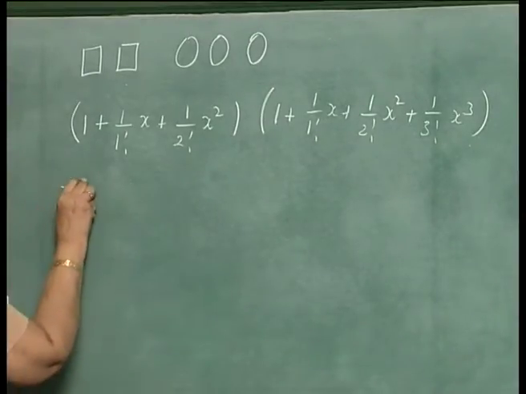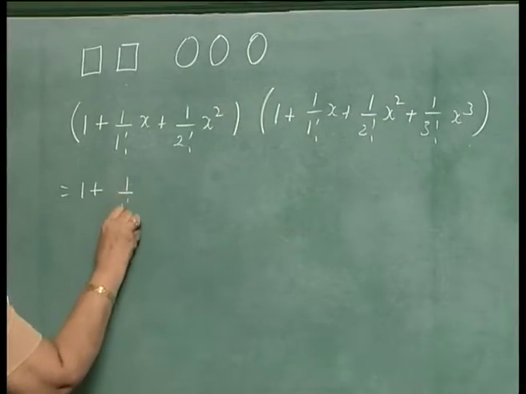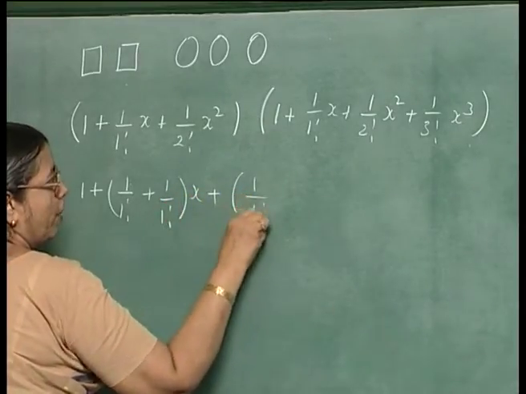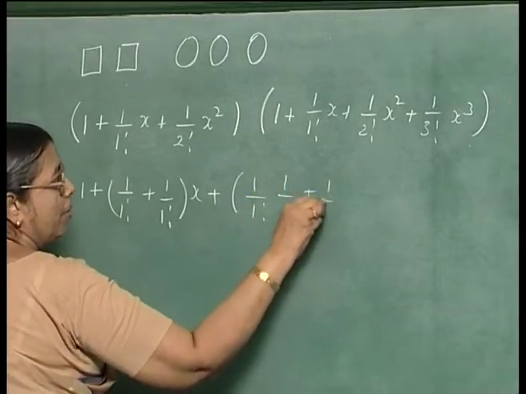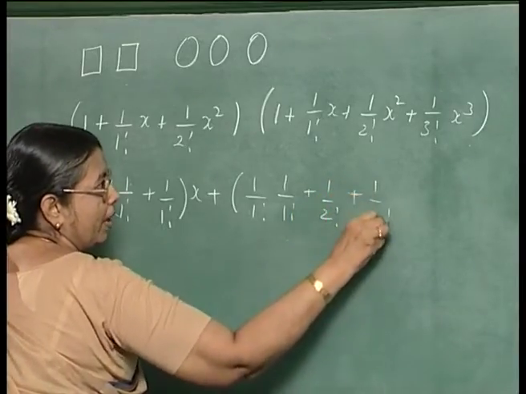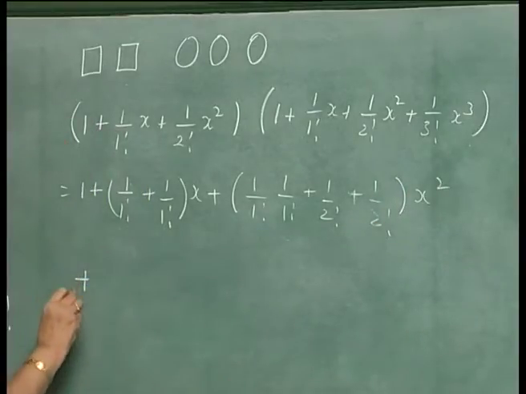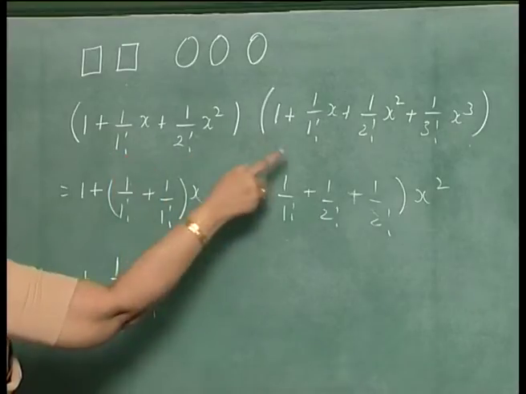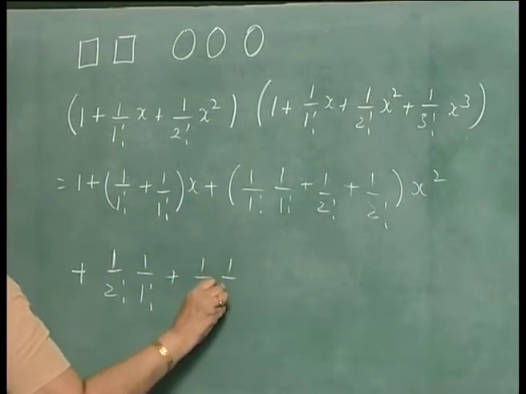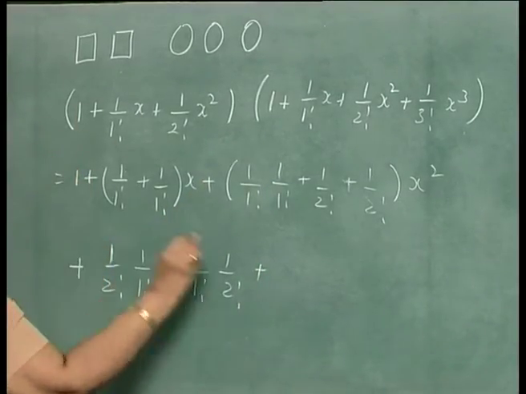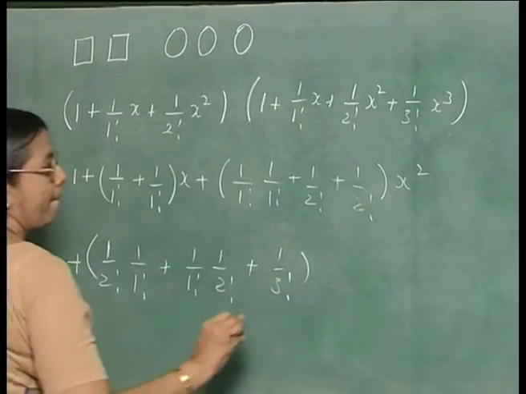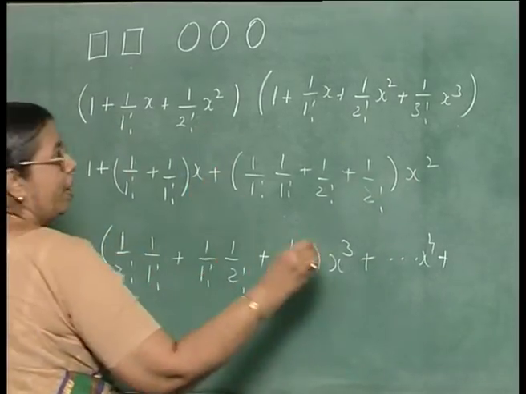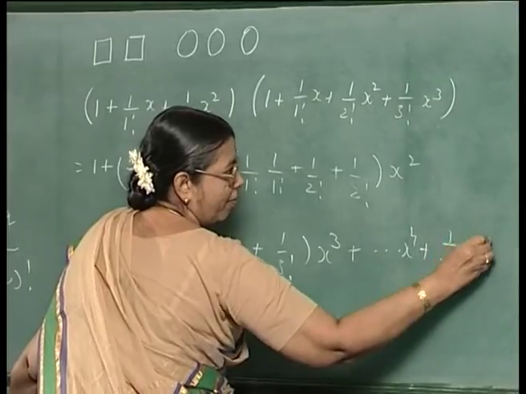Now, multiply this. You will get 1 plus, what is the coefficient of x? 1/1! + 1/1!, times x, plus (1/1!)(1/1!) + 1/2! + 1/2!, times x^2, plus, what is the coefficient of x^3? (1/2!)(1/1!) + (1/1!)(1/2!) + 1/3!, times x^3, and so on, plus the powers of x^4 and x^5, where the x^5 term is (1/(2! 3!)) x^5.